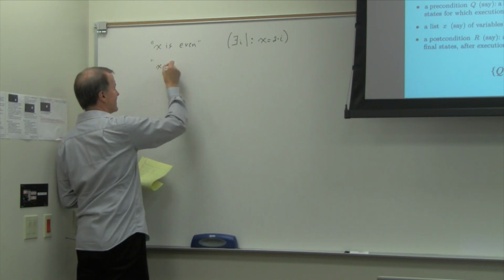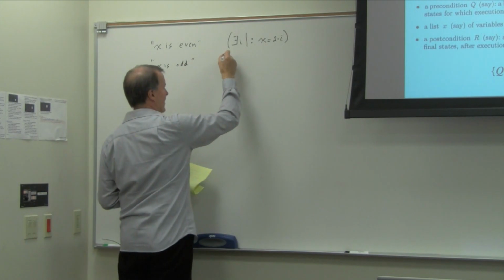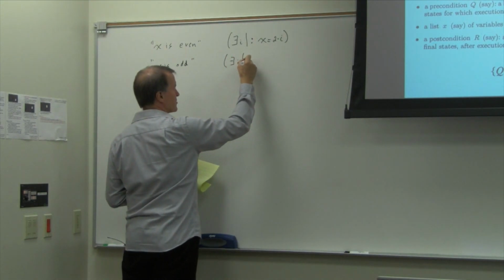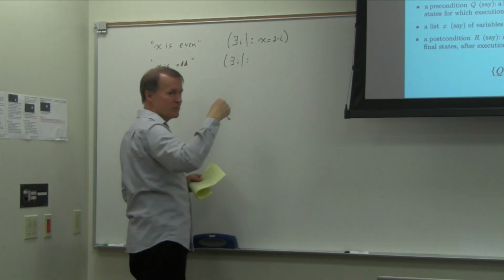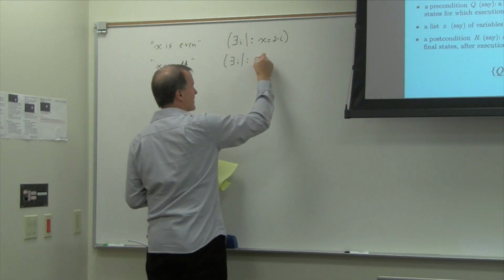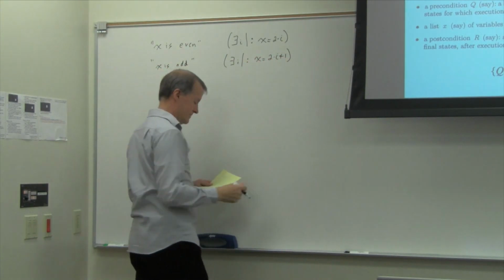x is odd, so what is it? We normally use plus. We prefer multiplication and addition instead of subtraction. So x equals 2 times i plus 1, right?